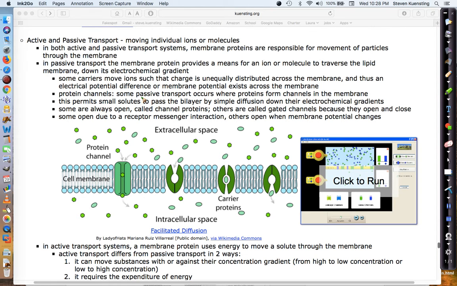Protein channels are passive, and that's where proteins form channels in the membrane and let stuff go through. This permits small solutes to get in and out of the cell on their own. Some channels are always open, they're called channel proteins. Others are closed at times, and they're called gated channels. Nerves use a lot of gated channels to deal with nerve impulses. Some of these gates will open in response to a receptor hitting a messenger. We'll talk about that when we get to the communication chapter.